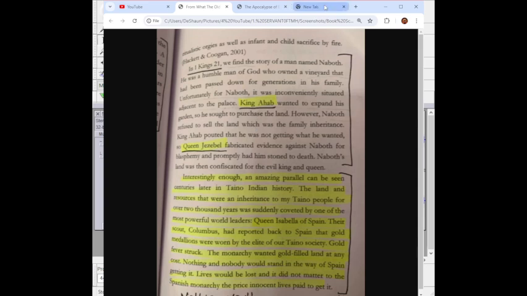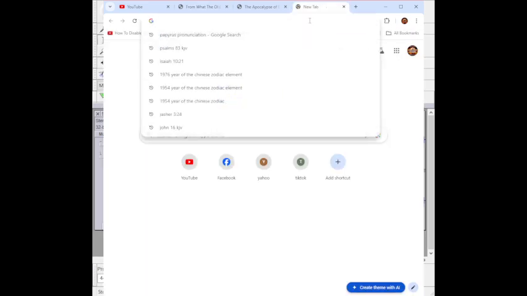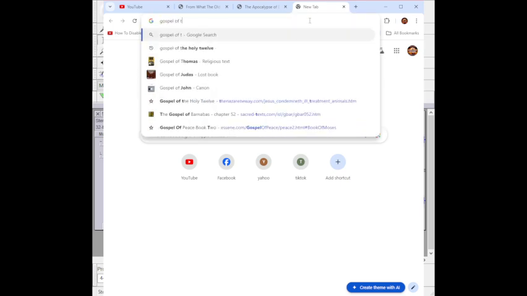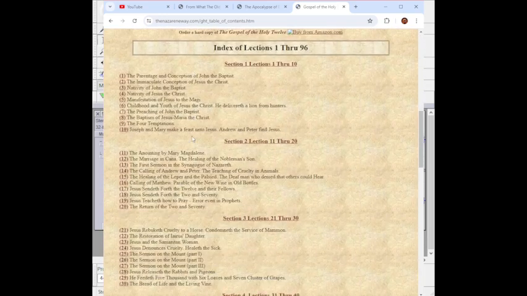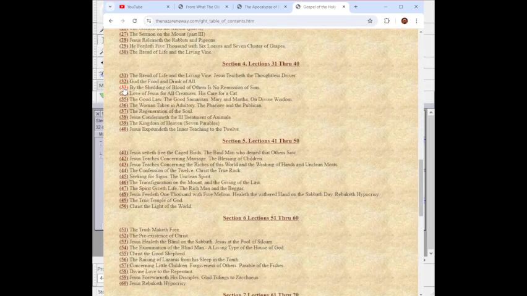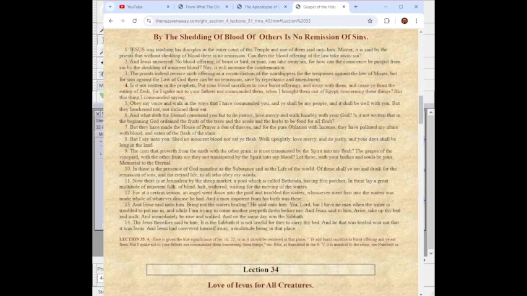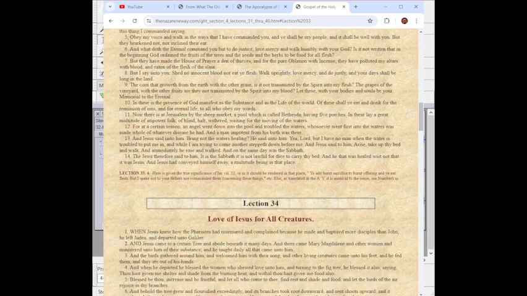Let me show you an example how there was no letter J. So, instead of the letter J, it was an I. Okay? When you go to the Gospel of the Holy 12 or the Gospel of the Nazarenes, let me just go here. Alright, so you see this is an I, not a J. Okay? It's an I. You see, love of Jesus. Alright, not Jesus, but Isus. Okay?